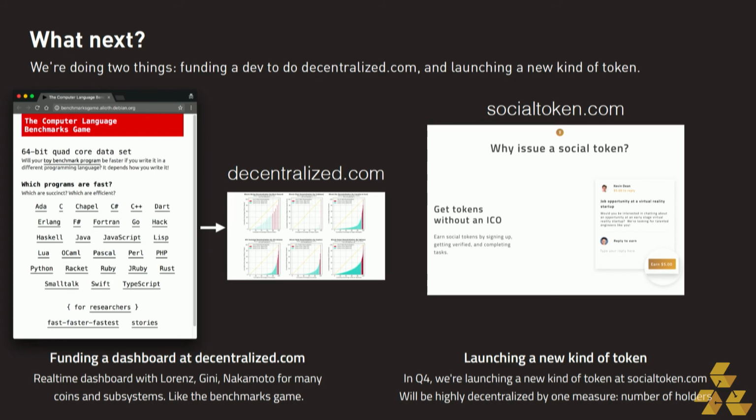What we're doing next, as I mentioned, we're going to fund a dev to do this, decentralized.com. We're already working on this, so you can get a real-time dashboard of how centralized or decentralized various coins and tokens are on these benchmarks, and it'll be open source. So if you quibble with a particular benchmark or think you shouldn't have this or that, you can come back and refresh it, and you can flip all the settings so that your coin is the most decentralized, damn it.